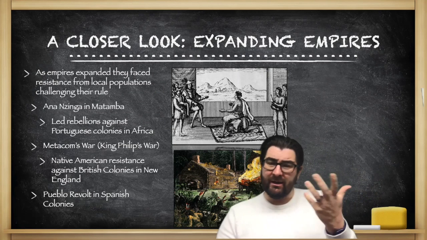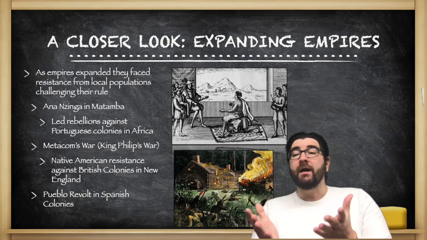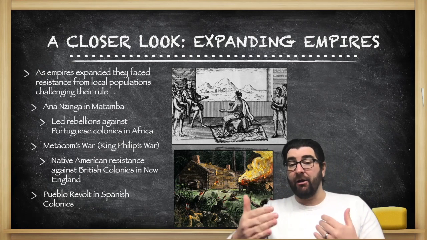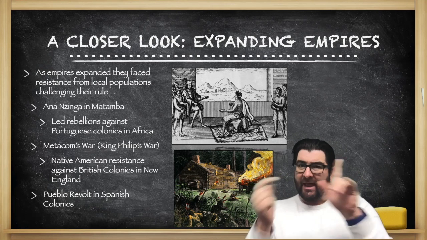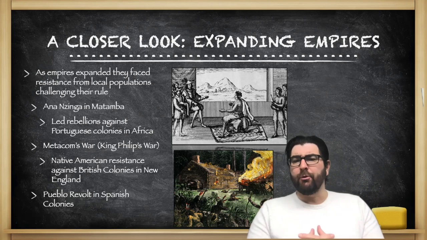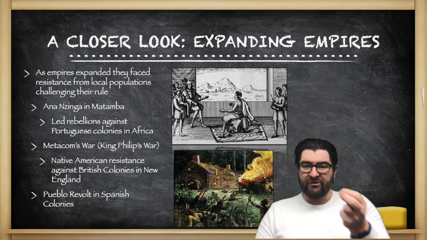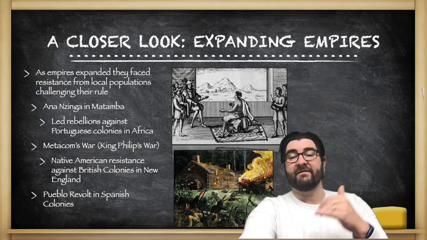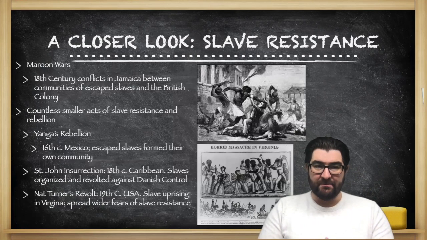In North America, in the British colonies, in British New England, Metacom's War, or King Philip's War, will feature Native American resistance against British colonists in New England. And then in the southwest part of the present-day United States, we see the Pueblo revolts, where Native indigenous Americans of the Pueblo tribes will revolt against Spanish settlers in their territories.